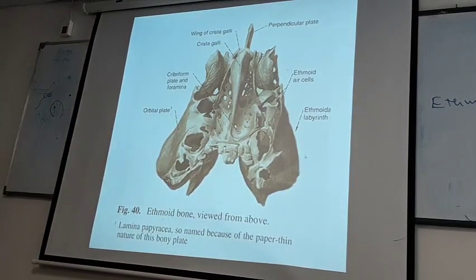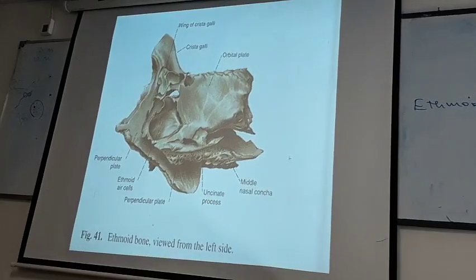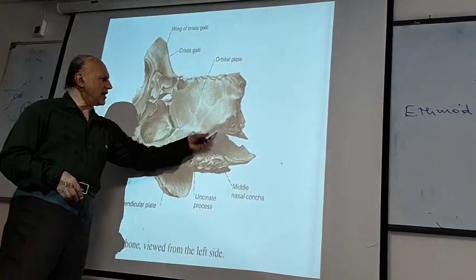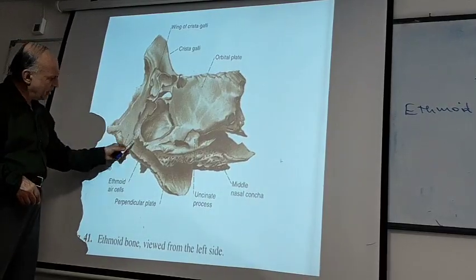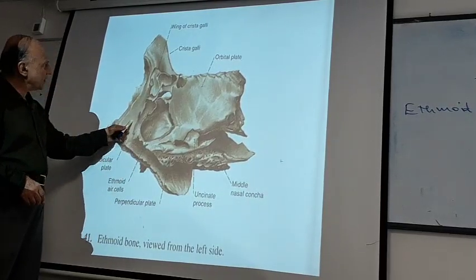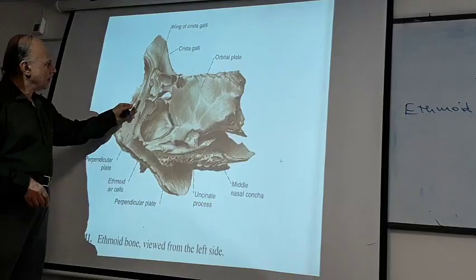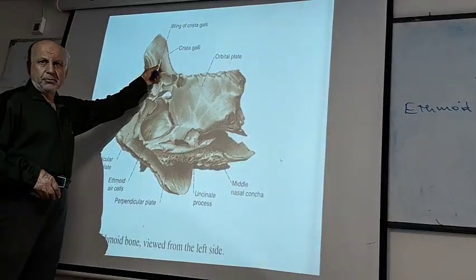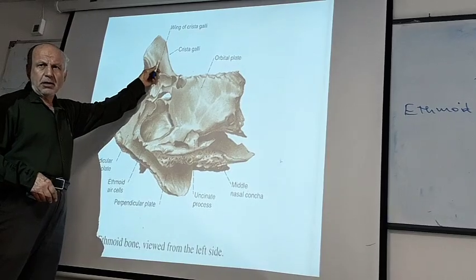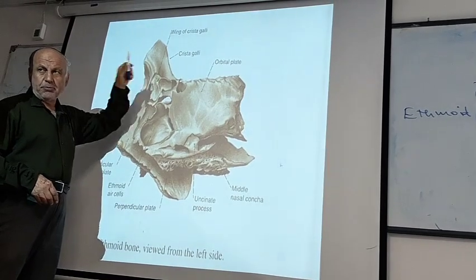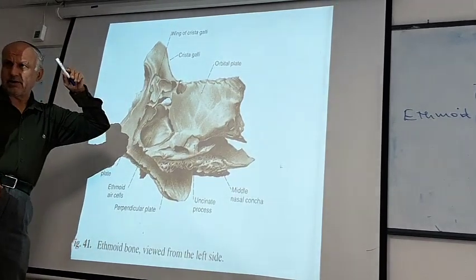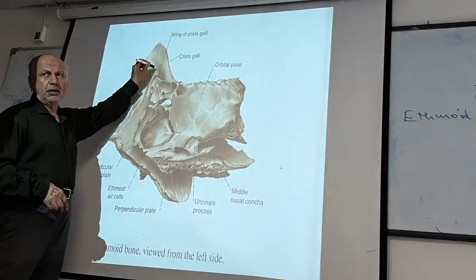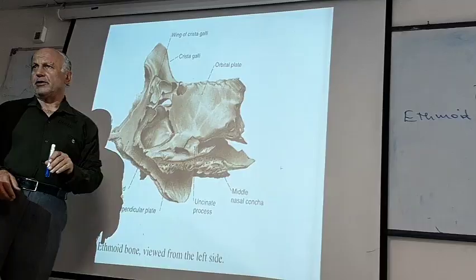Another is this from lateral view. It's lateral mass. This is vertical plate. The vertical plate crosses the transverse plate and comes to the cranium. It is named crista galli. A part of vertical plate in the cranium is named crista galli.